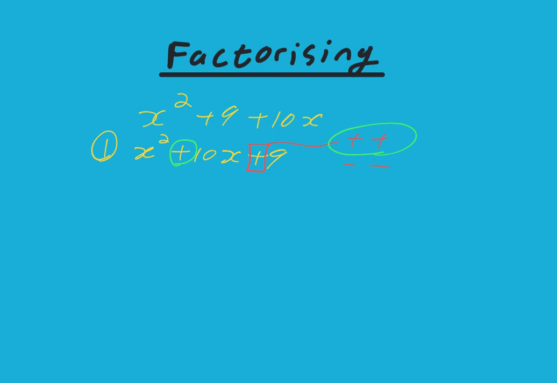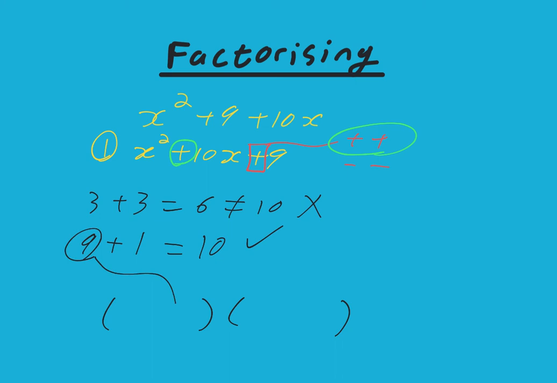We list some factors of 9. Let's try 3 and 3. 3 plus 3 is 6. That's not equal to 10, so that one's not the right pair. If we try 9 and 1, we have 9 plus 1, which gives us 10, and that's right. So we use our brackets, and we put our two factors there. And that's how we solve that one.